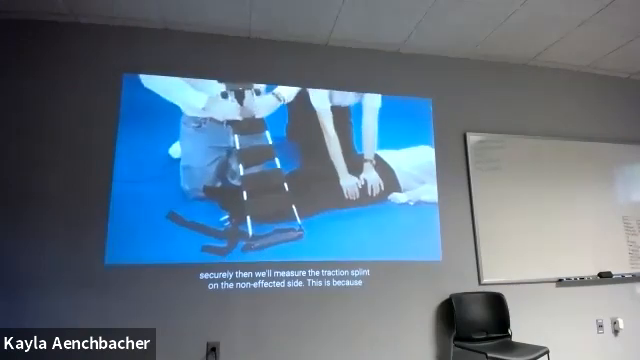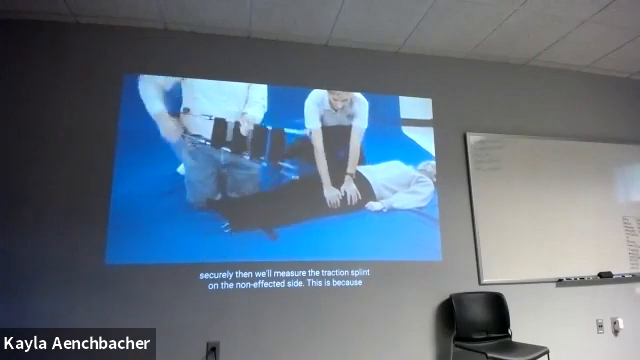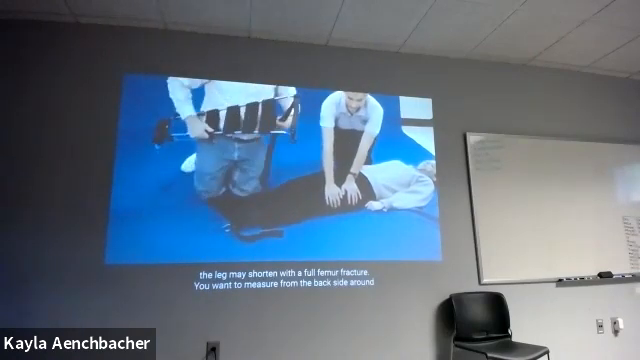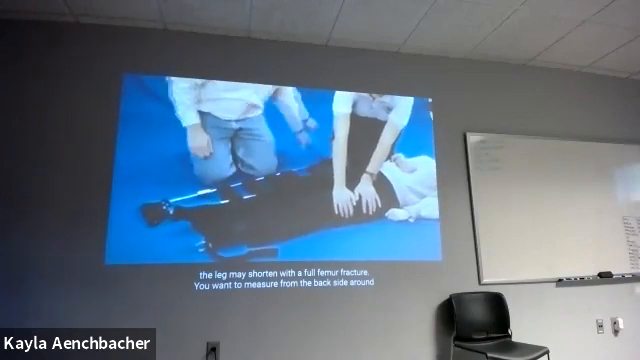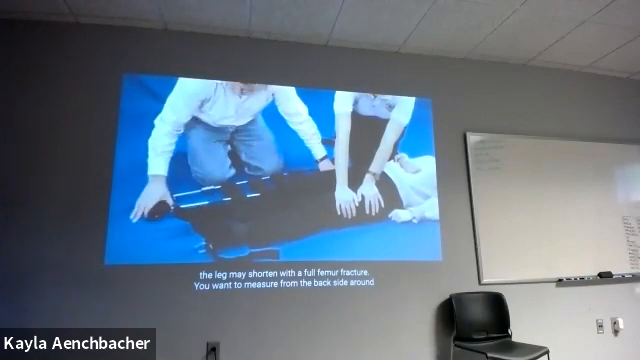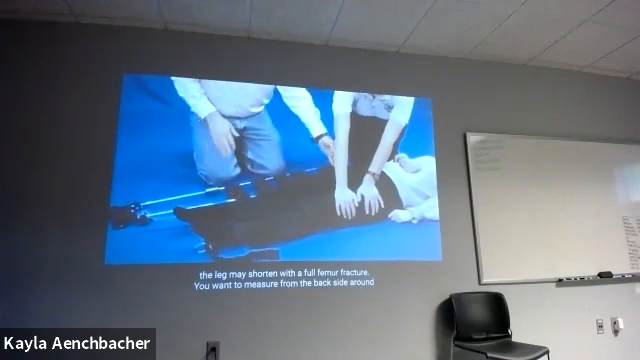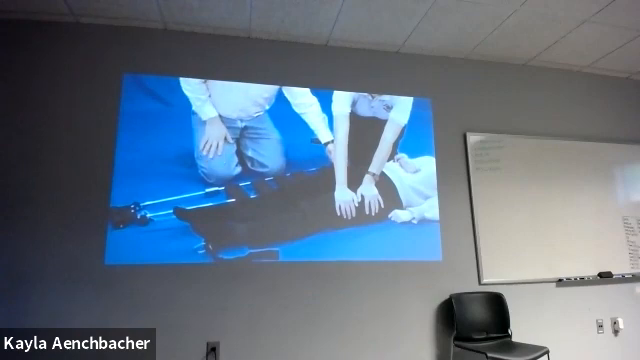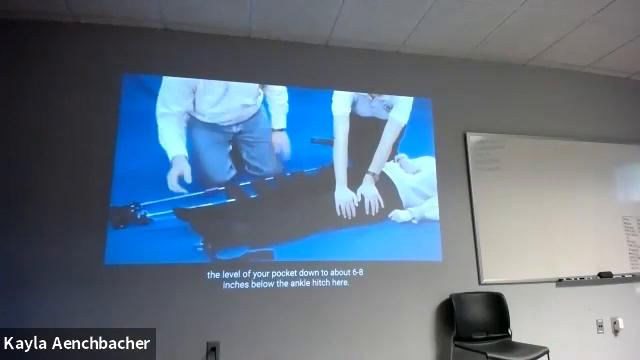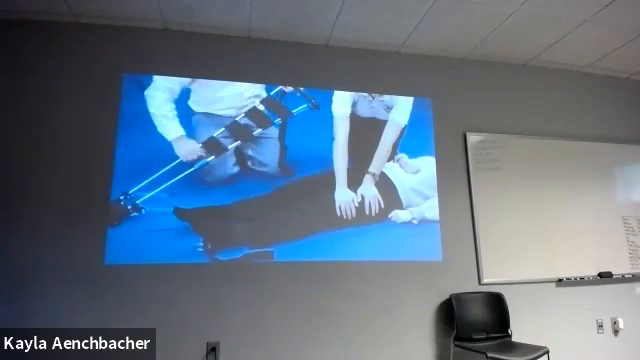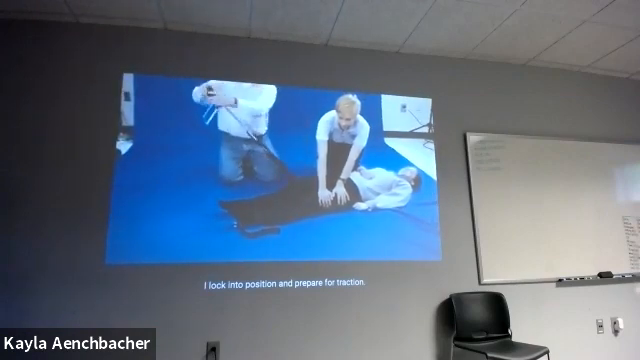And we'll measure the traction splint on the non-affected side. This is because the leg may shorten with a full femur fracture. We're going to measure from the backside around the level of your pocket down to about 6 to 8 inches below the ankle hitch here. That little curved piece at the top is going to sit right underneath the butt cheek. Lock it into position and prepare for traction.